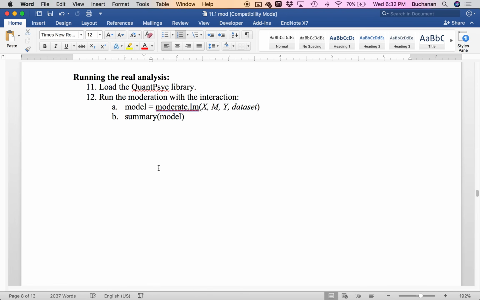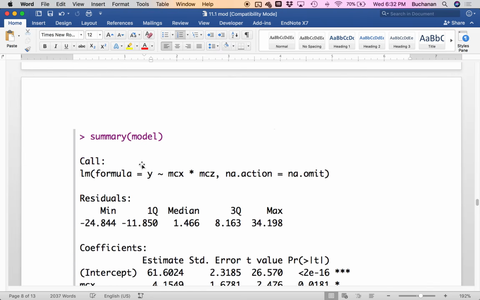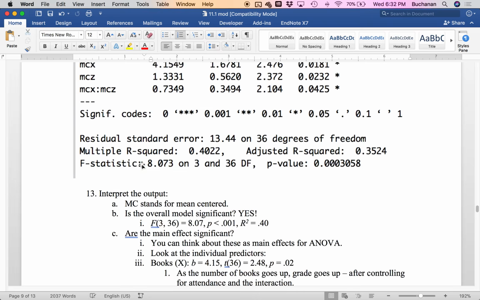So we're going to save this as model, and we're going to use the moderate.lm function. That is the function in the QuantPsyc package. The order you need to put this in is x, comma, m, comma, y, and then the name of the data set. It does not matter which one is X and which one is M, but you might have a hypothesis about which slopes you want to look at. So what's going to happen here is the M variable, I think, it's been a while since I've used QuantPsyc, is the one that's going to get split up.